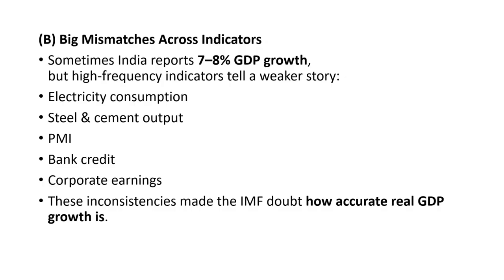Second one is big mismatch across indicators. Sometimes India reports 7 to 8% GDP growth, but high frequency indicators tell a weaker story: electricity consumption, steel and cement output, PMI, bank credit, corporate earnings. These inconsistencies make the IMF doubt how accurate real GDP growth is.